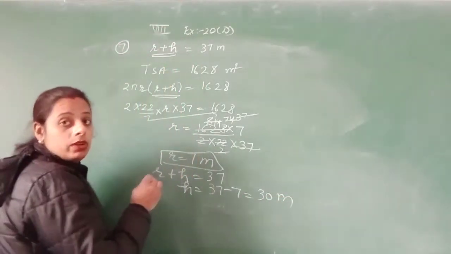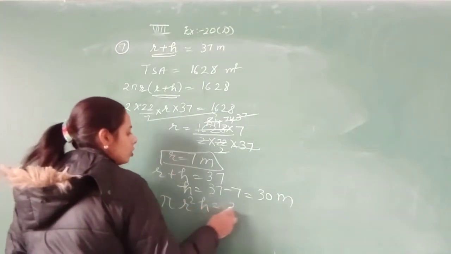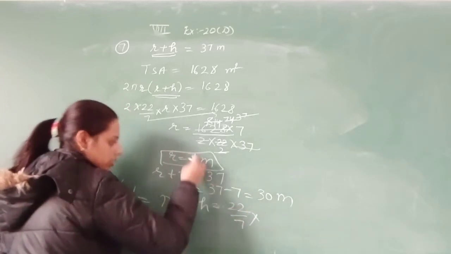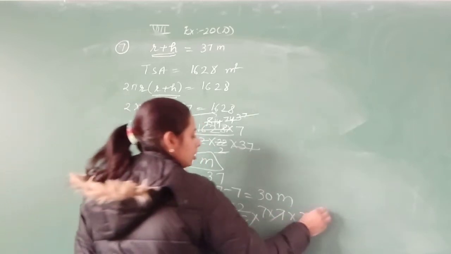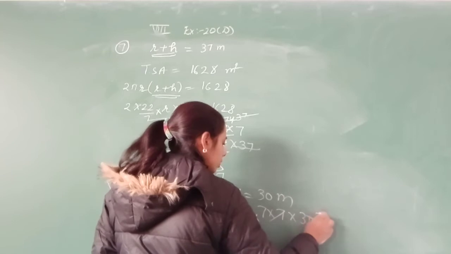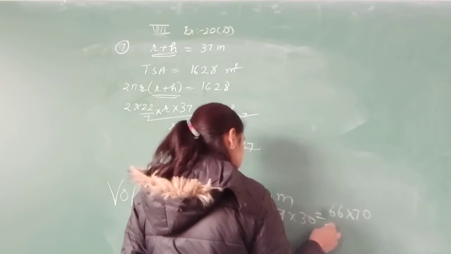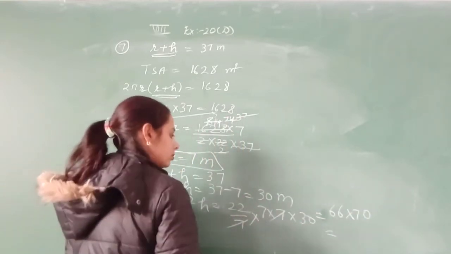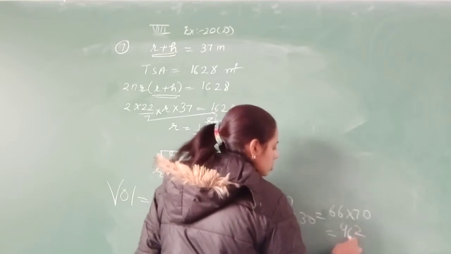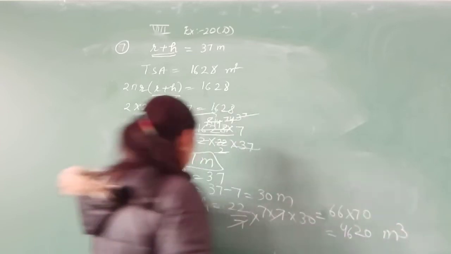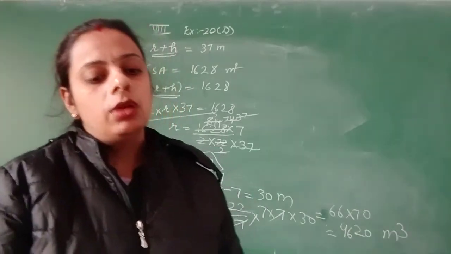So the volume of this one will be pi r square h. Pi is 22 by 7, r is 7 and h is 30. So 7 will be cancelled. 22 into 21. Because it is a volume, the unit is meter cube, so you will get the answer 4620 meter cube. Come to question number 8.